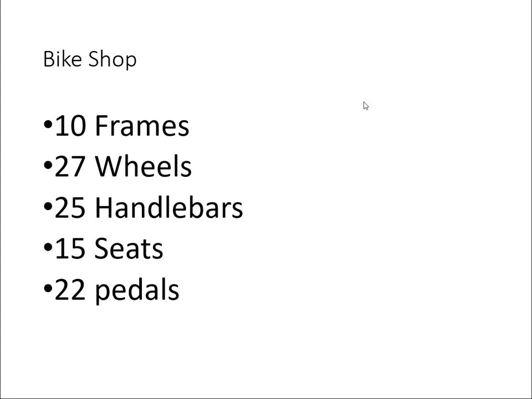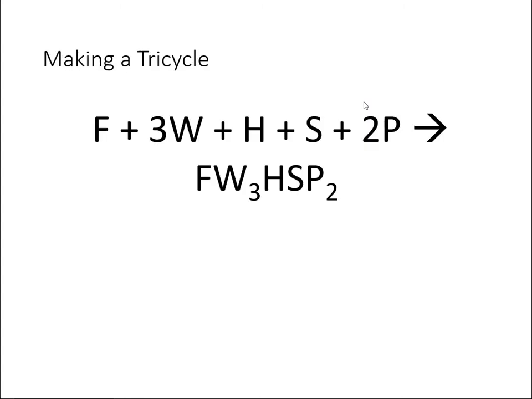And we're going to very, very generically, again, I'm not going to argue whether or not front wheels are different than back wheels and what's a handlebar. We're going to make this super, super simple. And we're going to say that in order to make a tricycle, we need 1 frame, 3 wheels, 1 handlebar set, 1 seat, and 2 pedals. And ironically, all those symbols are elements on the periodic table. And this big thing at the bottom is the formula for a tricycle.